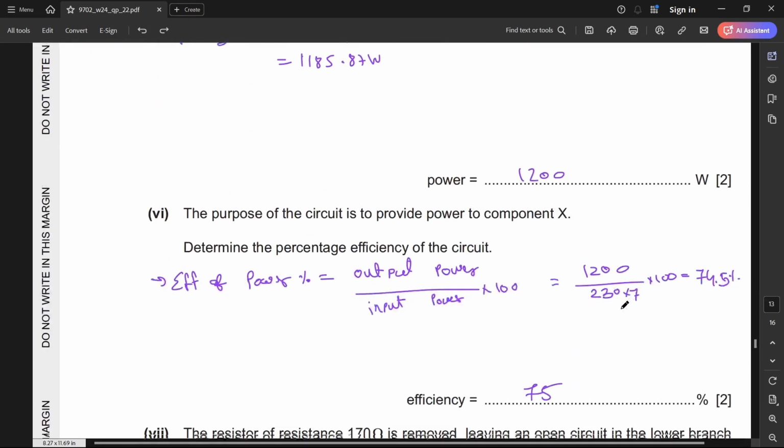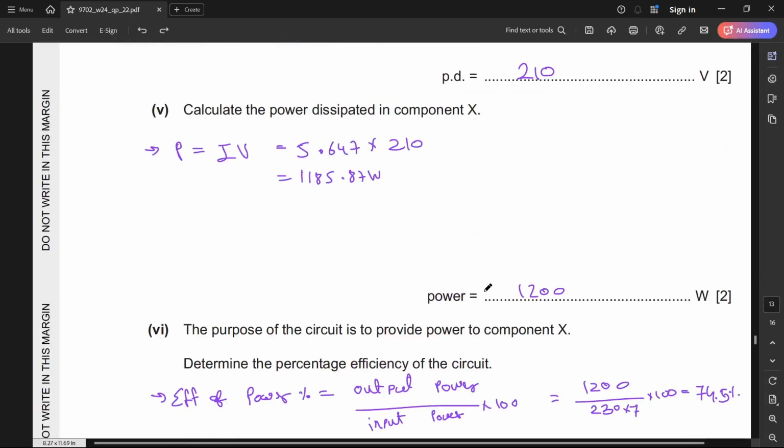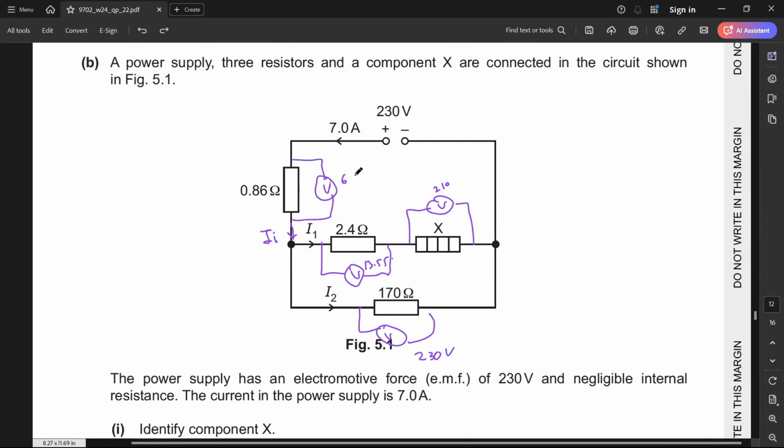Let me read the question again. The current in the power supply increases, decreases, or remains the same. So for that, to find this current, we need to know the net resistance first of all. So the net resistance before removing the X and after removing the X, what will be the impact on that resistance? Based on that, we can comment on the current. So if you are someone who is very new to the electronic circuits, you can assume that the resistance for X is some value. And by using that value, you can find out the net resistance. And you're going to see that if you remove the 170 component, the overall resistance of the circuit will increase.